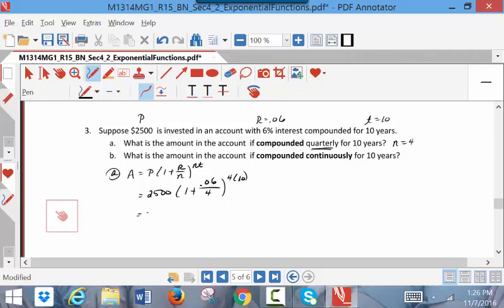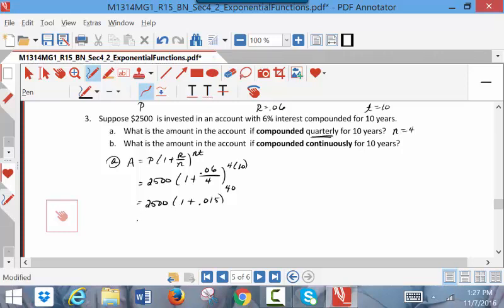Okay, so this becomes 2,500 times 1 plus, and let's see if this is a nice value or not. Let me take 0.06 and divide it by 4, and that turns out to be a nice value. It just turns out to be 0.015, and this would be a 40, 4 times 10. So this is now 2,500 times 1.015 to the power of 40.